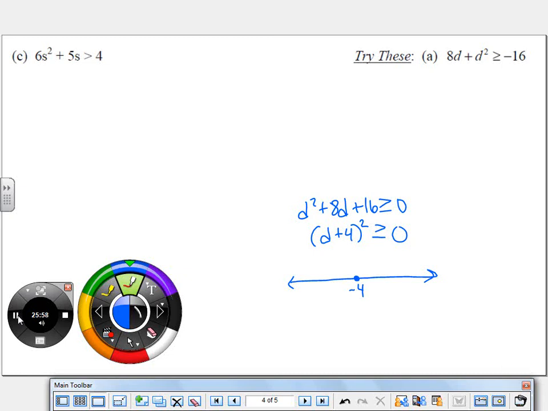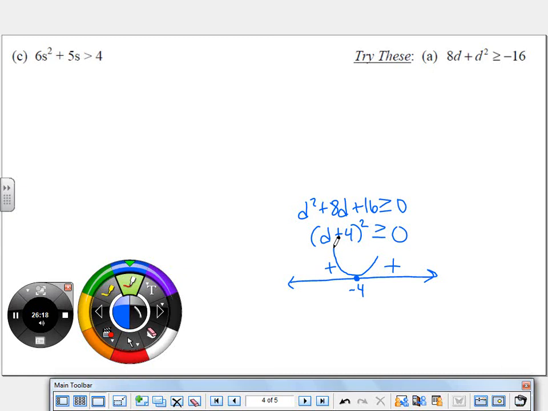Positive. If you plug anything in here and then you square it, what's it going to be? Positive. So numbers bigger than -4, it's still going to end up positive. Or if you knew this was a concave up parabola, right, with only one solution, you would know that it looks like that, and you would know it was positive on both sides, right?